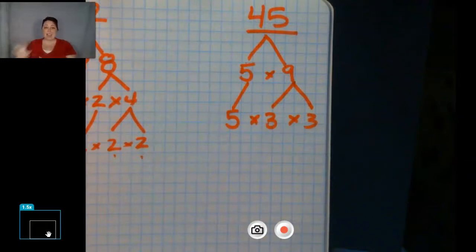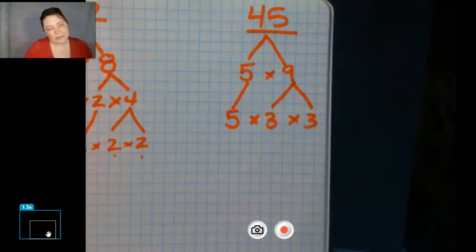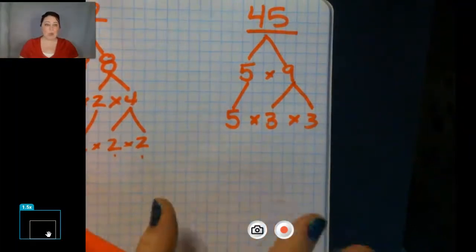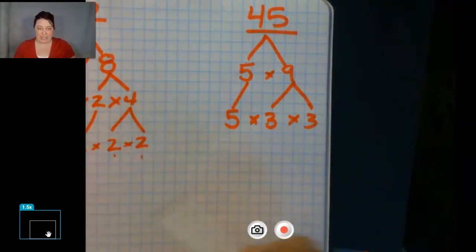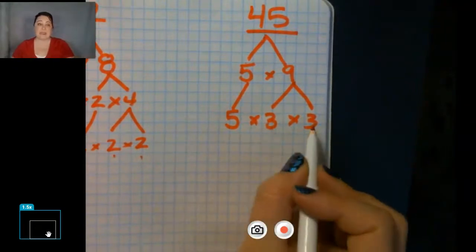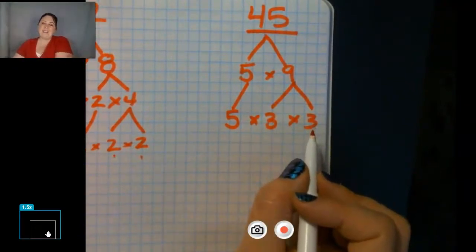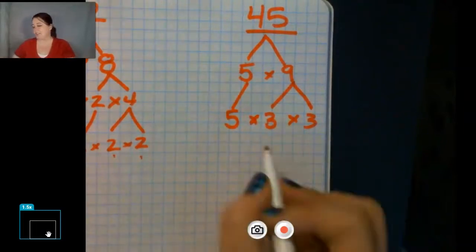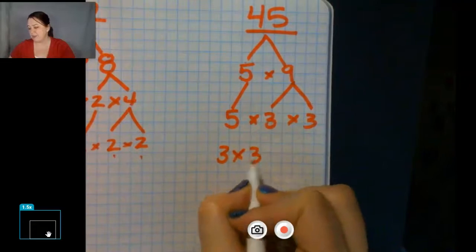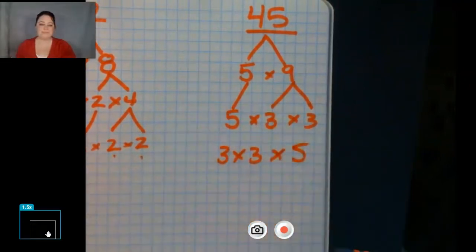9 is not. 9 you get by 3 times 3. Now, technically, this is correct. 5 times 3 times 3. However, just like we start each sentence with a capital, math professors really like the smaller numbers to come first. So if I wrote this 5 times 3 times 3, I have a feeling that our online program might mark you wrong. You need to switch it, and you need to say smaller numbers first times 5.